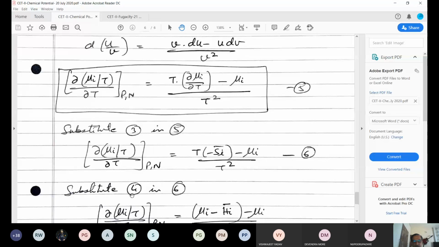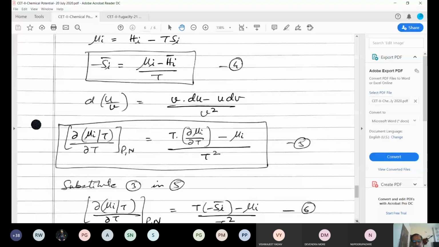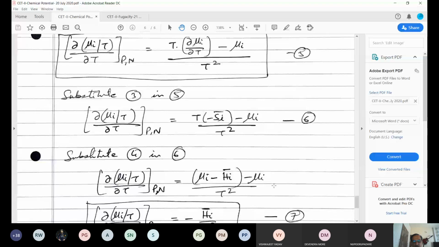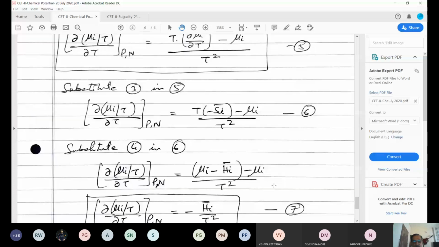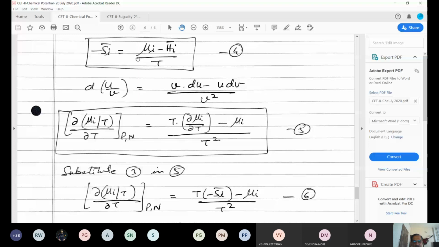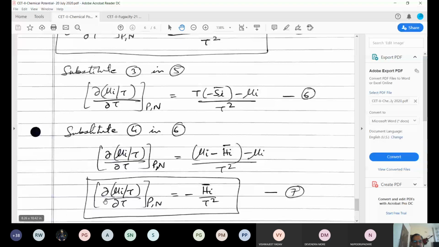Okay, and then substitute 4 in equation 6. Equation 4 is minus SI bar is equal to mu I minus mu I HI bar upon T. So we substitute for SI bar in this equation. T into SI bar is equal to mu I minus HI bar. So this whole term is mu I minus HI bar minus mu I. So mu I will go out. So what we get is delta mu I by T divided by delta T at constant pressure and N is equal to minus HI bar by T square.